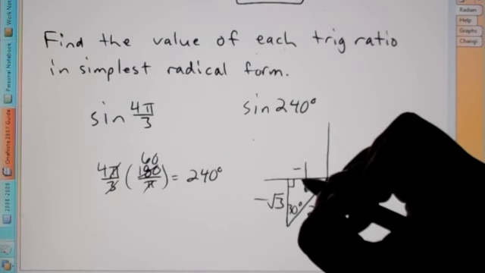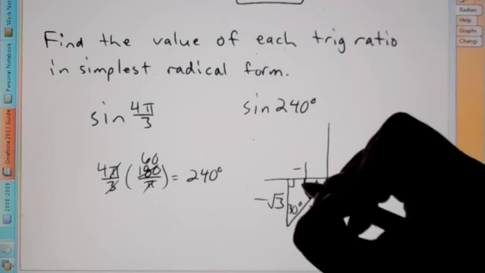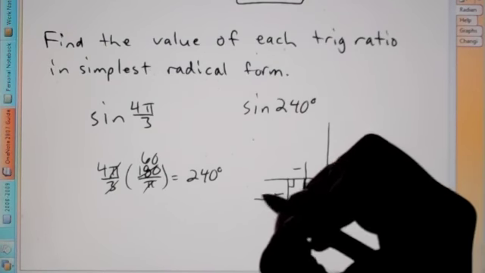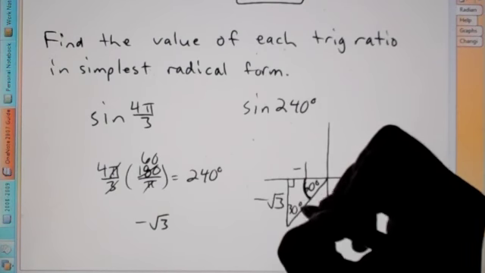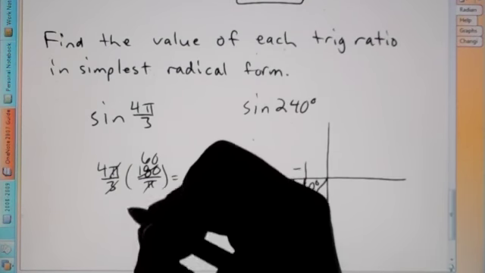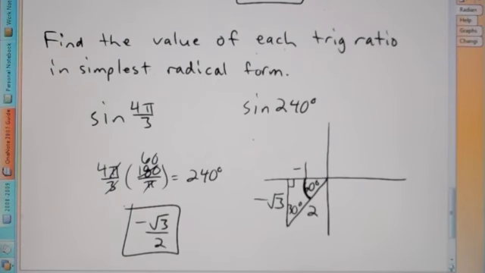So now we just need to ask ourselves, from our terminal angle here, what is the sine? Opposite, negative root 3, over hypotenuse, 2. So this would be our final answer. That is the sine of 4 pi over 3, which is also the same thing as the sine of 240 degrees.